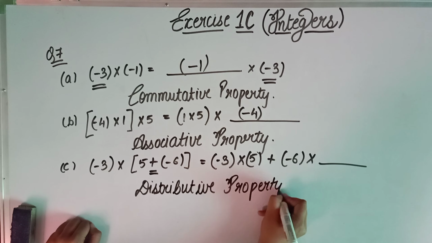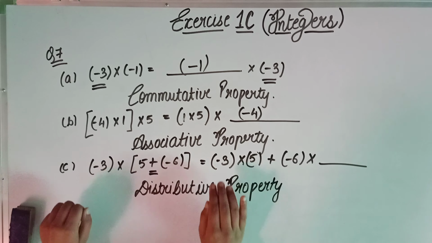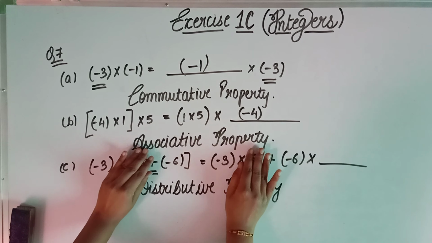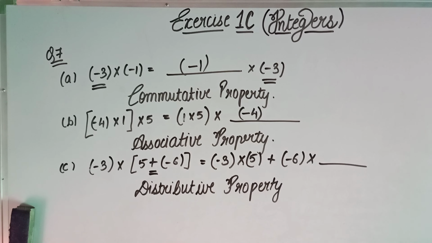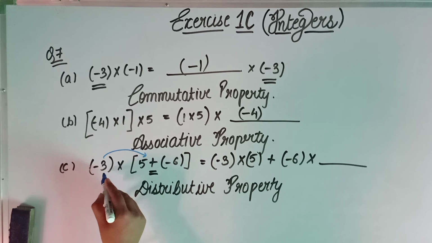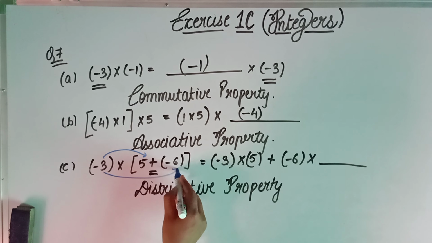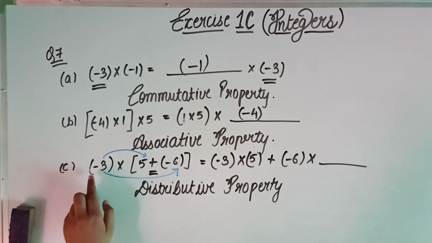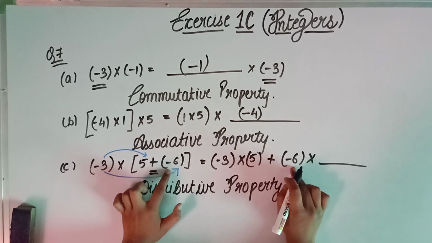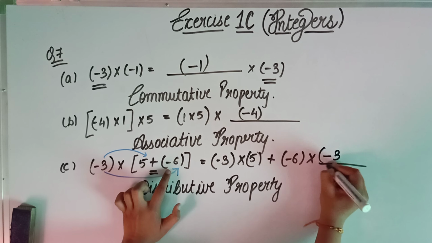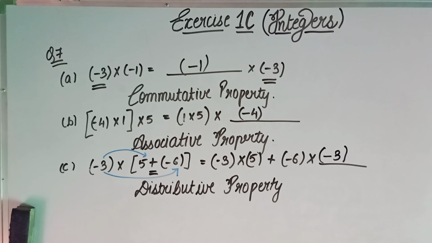And which number is going to be over here? Let me hide the numbers. -3 hidden, 5 hidden, -6 hidden, so all the numbers are covered. What we do in the distributive property is multiply like this: once we multiply -3 by 5, and once we multiply -3 by -6. So -3 into 5 is done, and -3 into what comes here? -6 is already written, so here we need to write -3. The answer will be -3 in the blank.